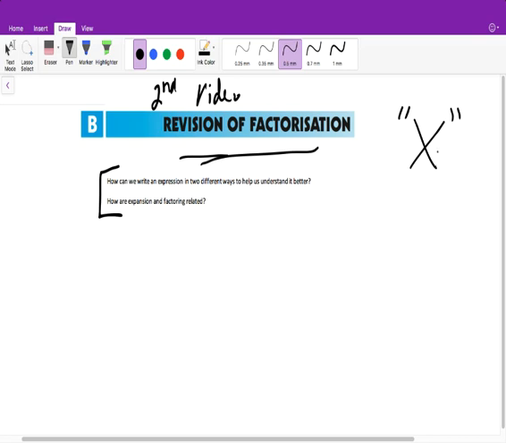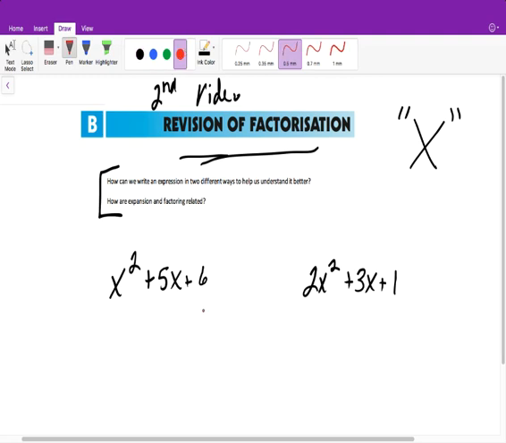But the reason why I will only show you the X method is in the past, if I were given questions like this, x squared plus 5x plus 6 and maybe 2x squared plus 3x plus 1, and I asked kids to factor, I used to teach different methods for everything, where this one would be different than this one here because this has a number other than 1 in front of the x squared.